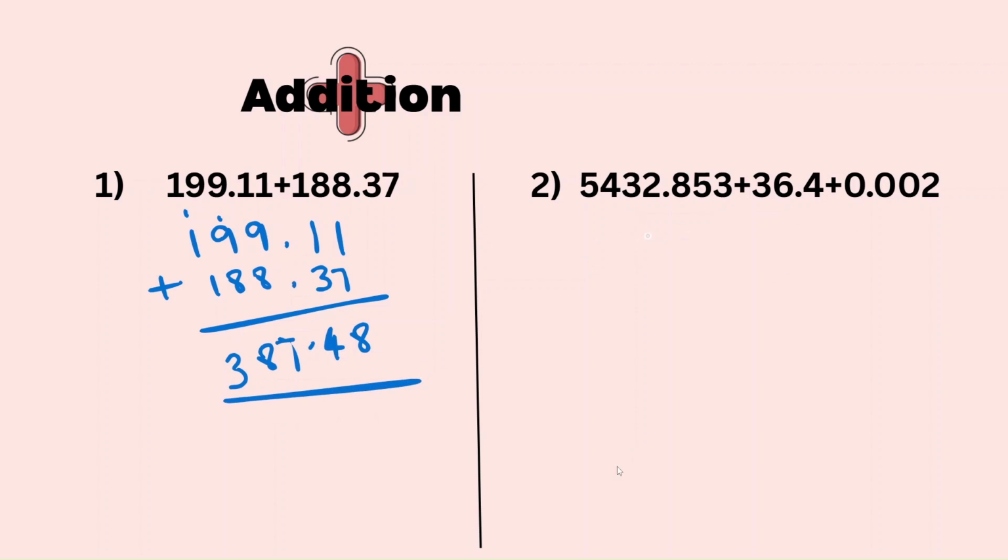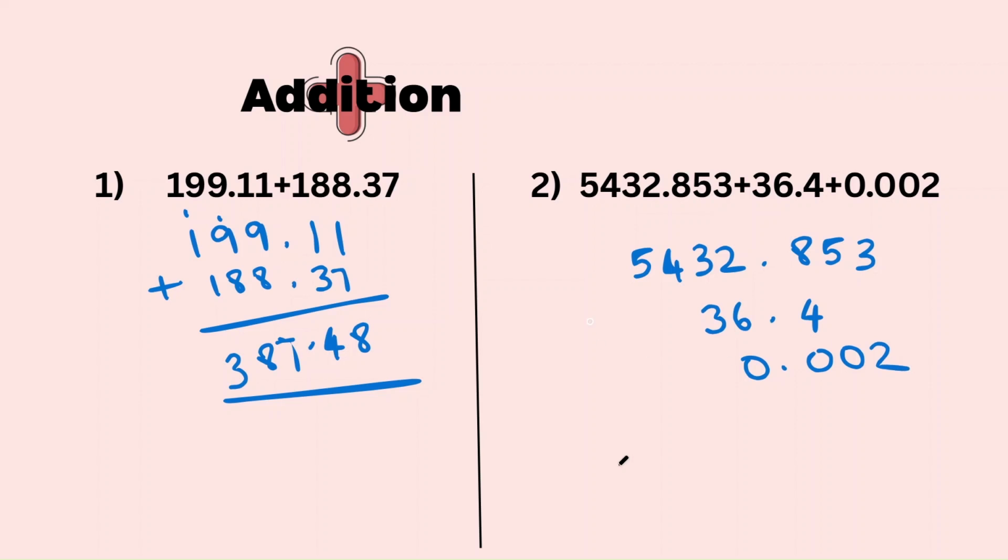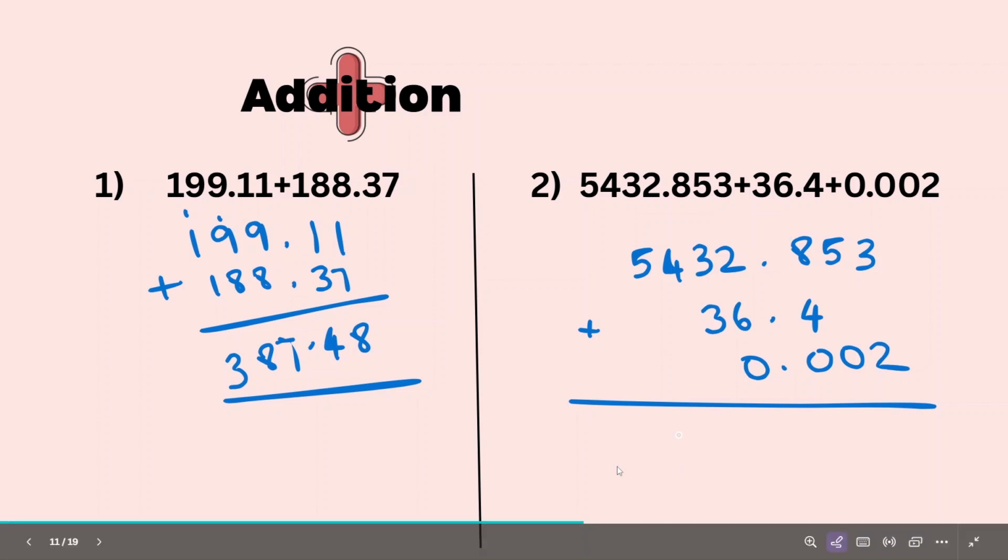That is the matter. So here this one, 5432. While writing itself, we have to leave enough space to write a digit and the decimal part also. And here 0.4, 36.4. See how I am writing. And 0.002. All we have to do is align the numbers so that the decimal points are together in the same line. Then we have to add in the same way.